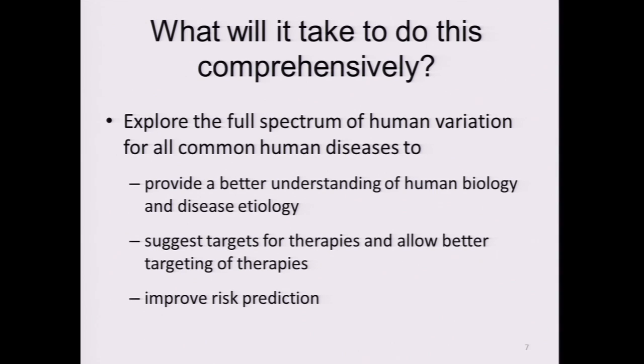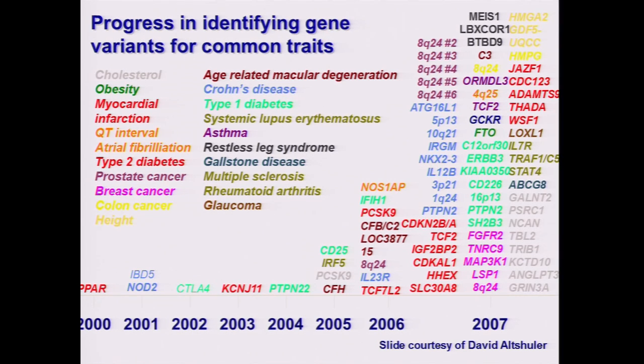So what will it take to do this comprehensively? Well, we really need to explore the full allelic spectrum of human variation, the frequency spectrum of human variation for all common human diseases to provide better understanding of human biology and disease etiology, to suggest targets for therapies and to allow better targeting of therapies, and in some cases at least to improve risk prediction.